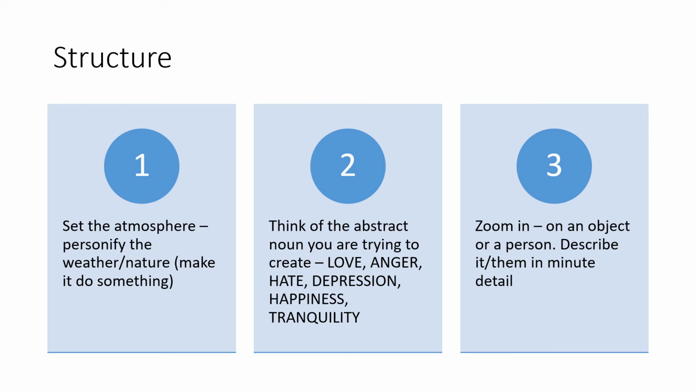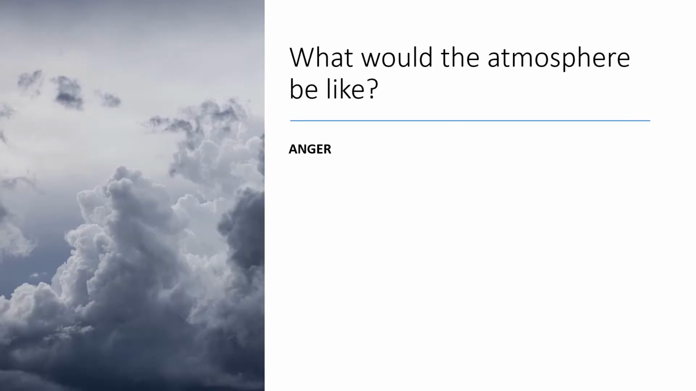And after you've done that, after you've set the atmosphere by describing the scene and personifying the weather or nature, then it's time to zoom in on an object or person and describe them in minute detail. And if you don't have an object or person in your image, you put one in there in your mind. Again, don't be restricted by the image itself. Put whatever you want into that image, as long as it is still based upon what's in front of you. So we've got set the atmosphere, personify the weather, think of the abstract noun, and then zoom in.